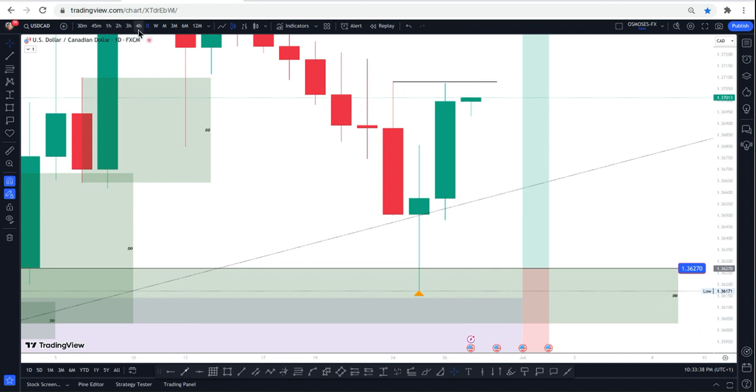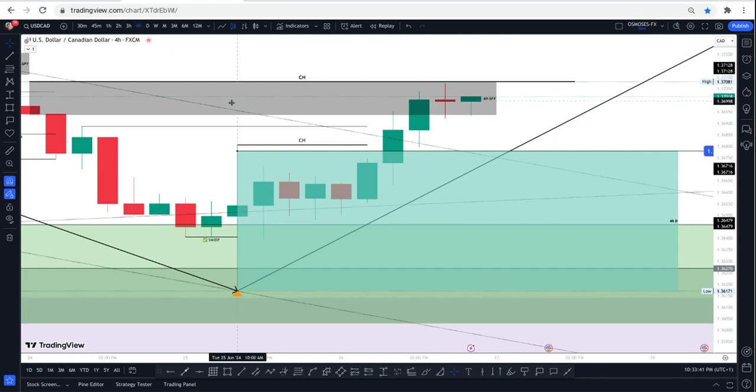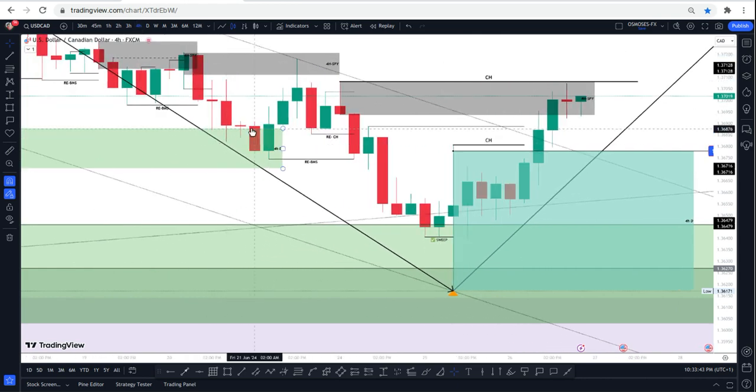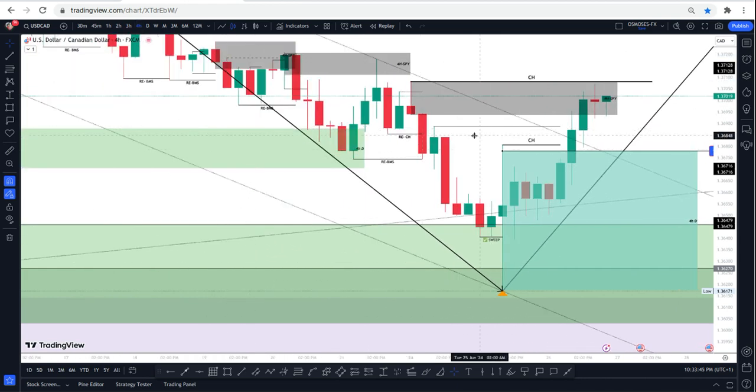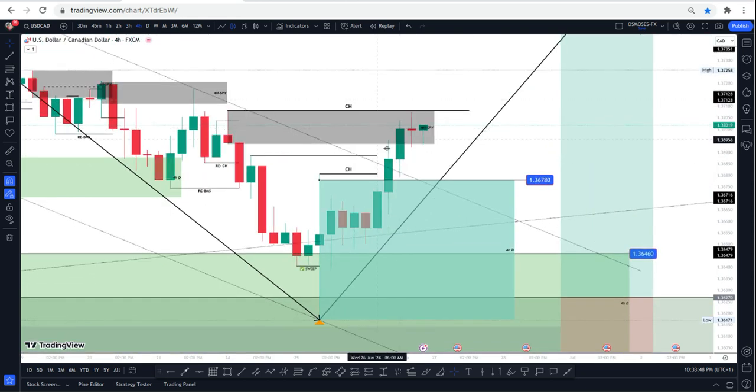So I have 4 hour here. I have 4 hour here. I want a confirmation of a buy. The confirmation of the buy states that we must take out one supply. Supply taken. Who is responsible? This guy. So we need to take out this guy.